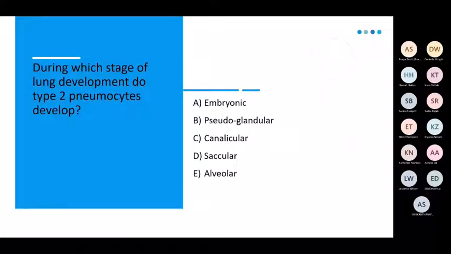Okay. So next SBA. During which stage of lung development do type 2 pneumocytes develop? So this is a bit of a mean one and quite a niche one.